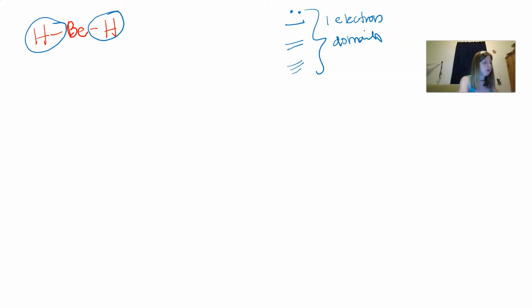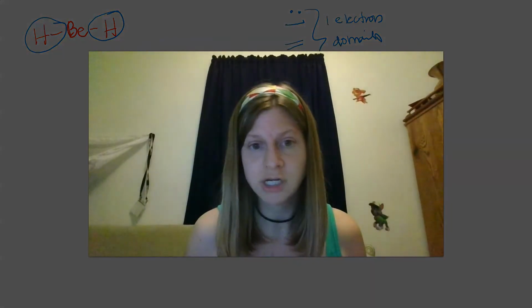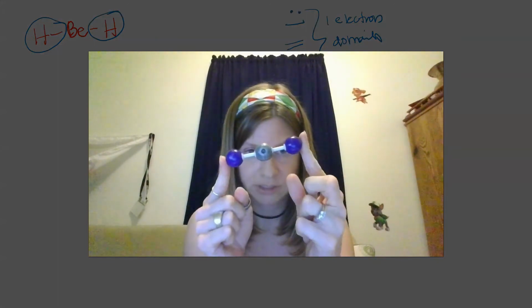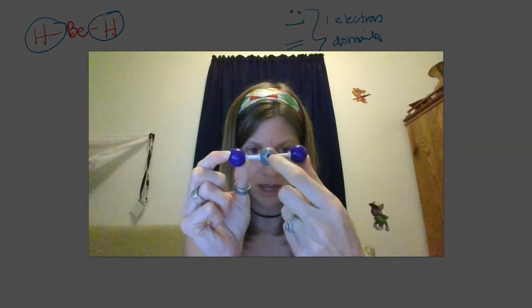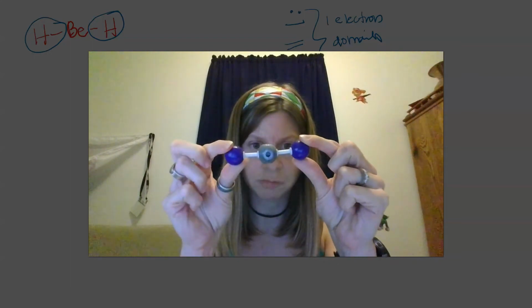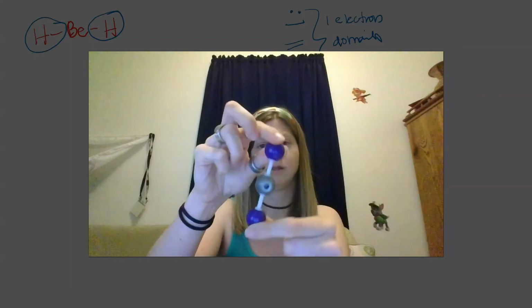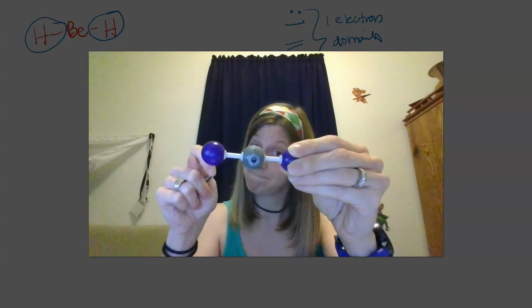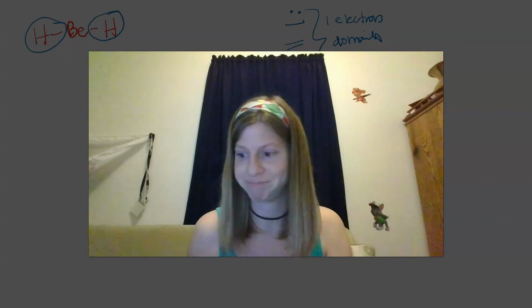So according to our worksheet, the electron domain geometry is linear, and it has bond angles of 180 degrees, and its molecular shape is also linear. So the middle silver guy would be the beryllium, and the 2 purples would be the hydrogen. So it's literally just a straight line. So the bond angle is 180 degrees because it's a straight line. Okay, so as long as you have 2 electron domains, this is the only option.